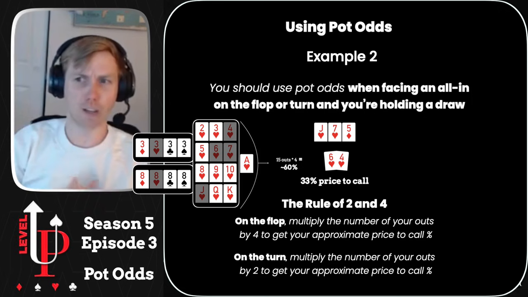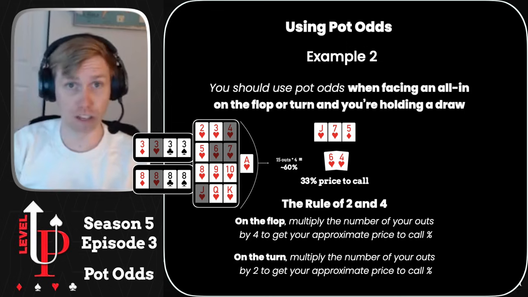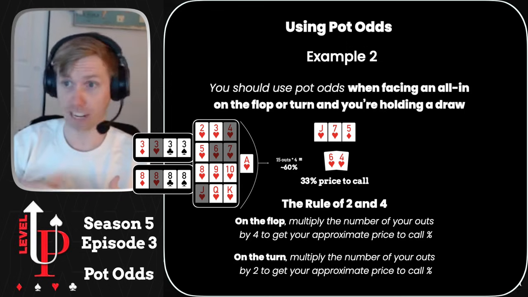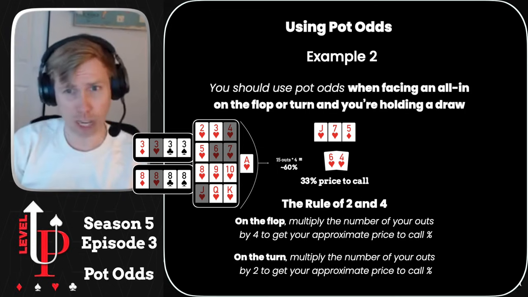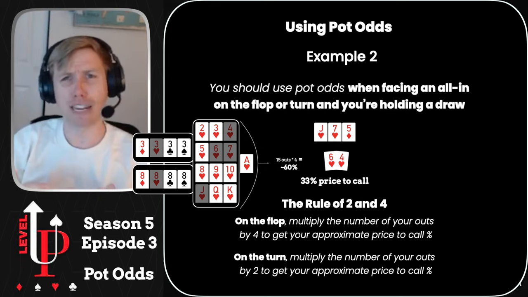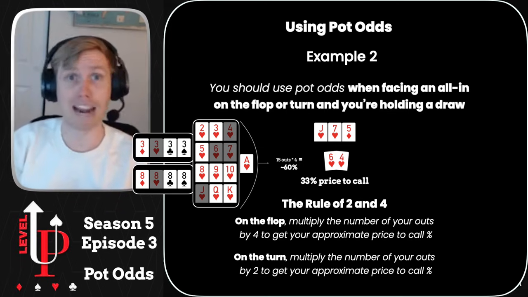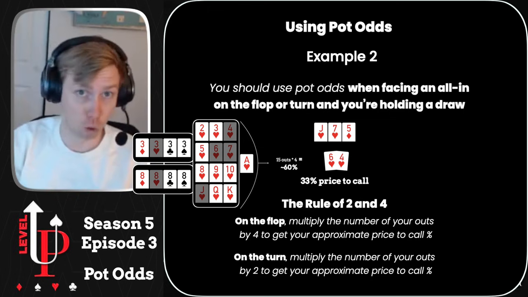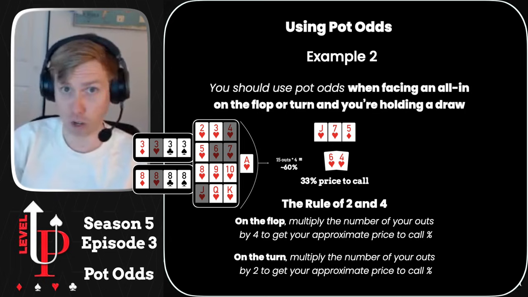This method is perfect when you're facing an all-in, because once you call the all-in, the action is over. You're guaranteed to see the turn and river. You can also use it when you're not facing an all-in, when you're just facing a regular bet. Just keep in mind, there are other things that go into that, because sometimes your opponent will bet on the turn, and maybe you'll have to fold, which means you won't actually see the river, so the rule of 2 and 4 no longer works quite as well.